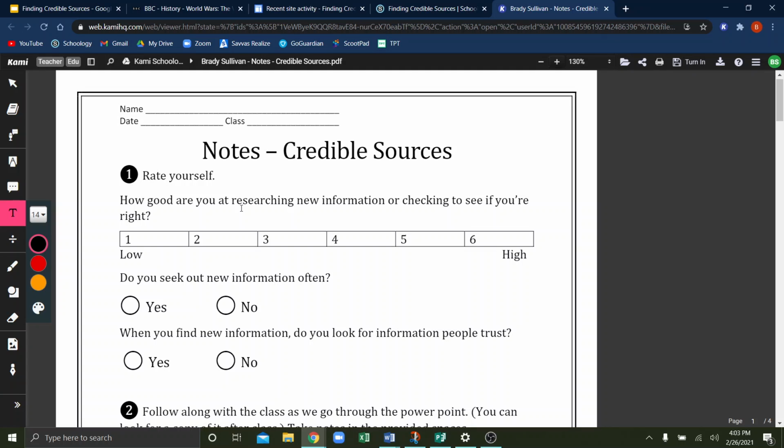Let's talk about this real quick. So we're about to do a research project. I'll give you more information about that tomorrow. And in order to do research, you have to think about whether or not the information you're looking for is trustworthy, if it's something that you should believe.